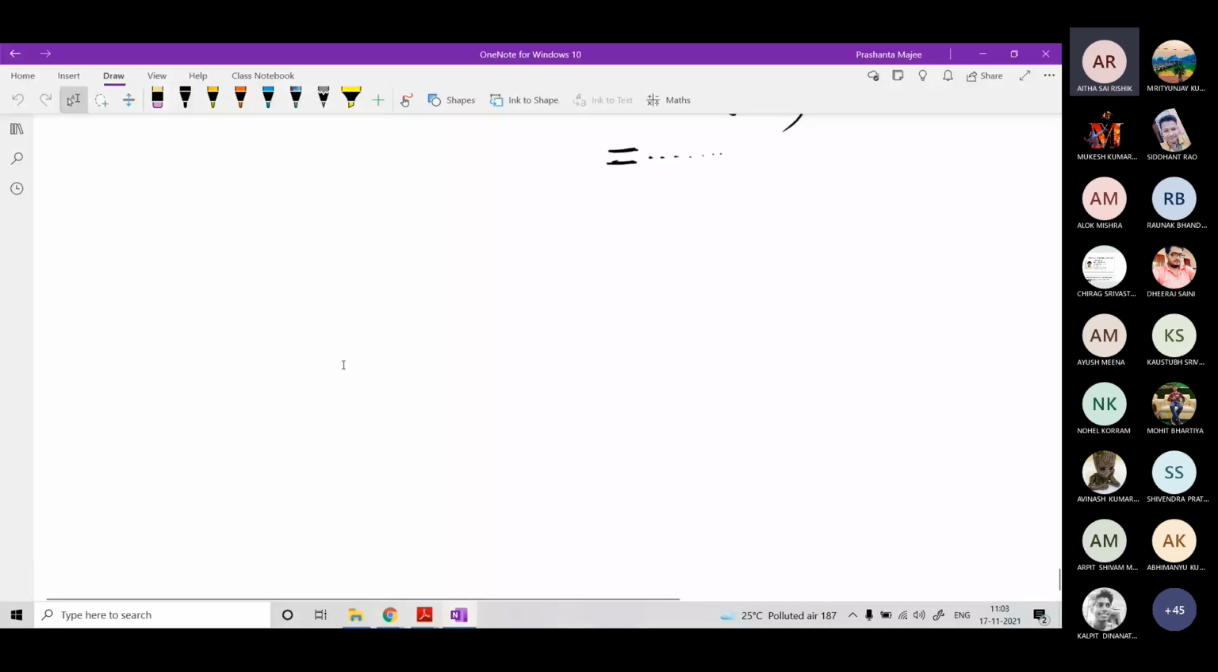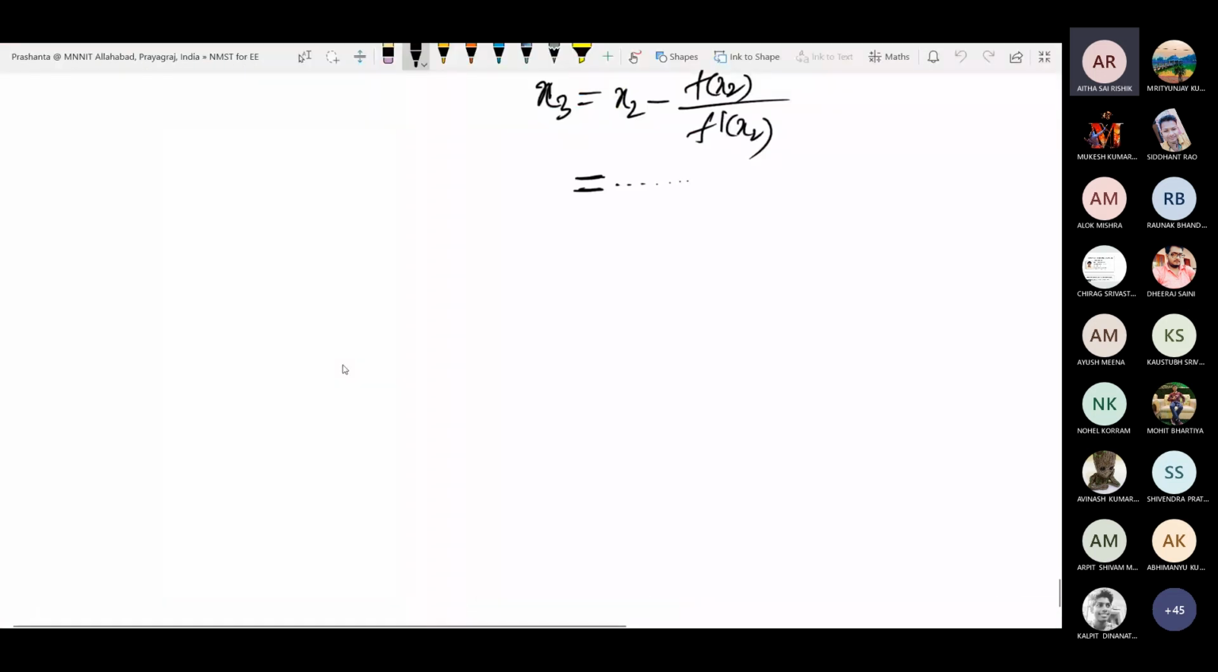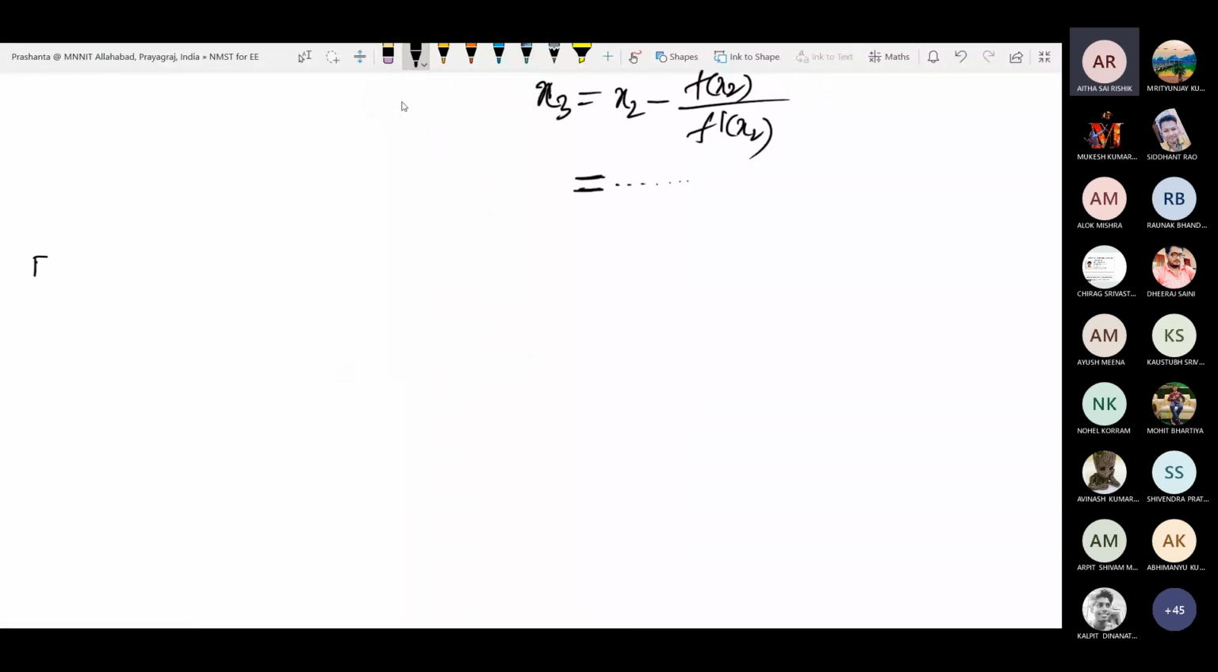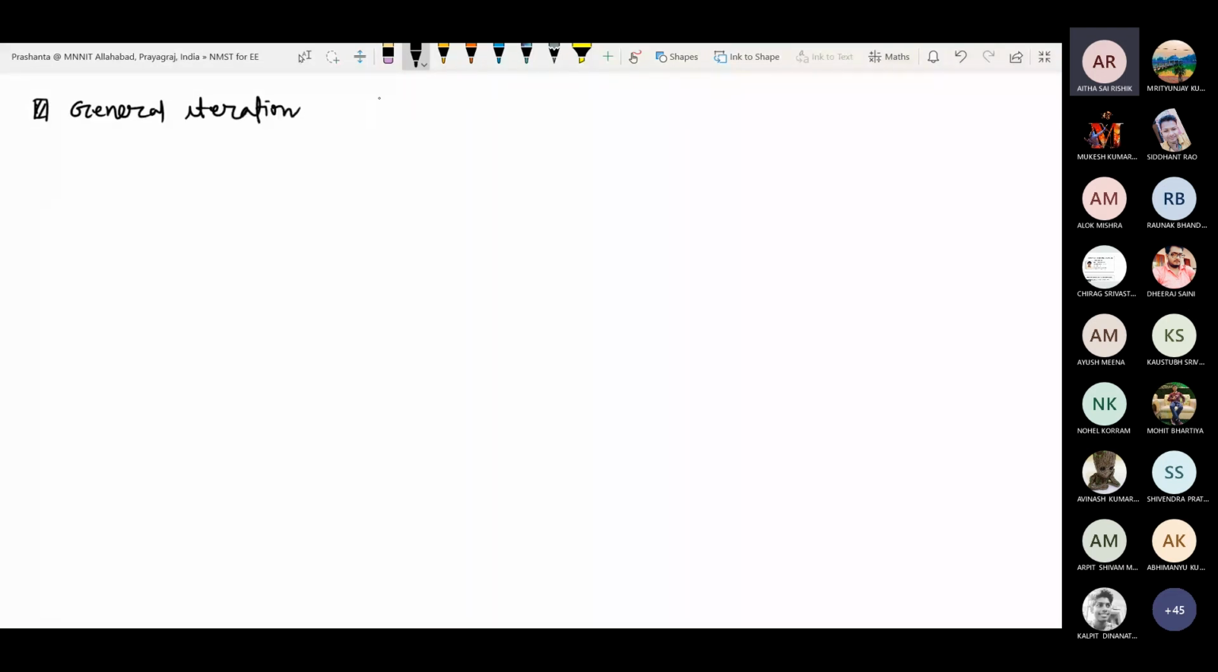So today we are going to discuss one more method, which is known as the successive approximation method or general iteration method. Let me write down: general iteration method or successive approximation method.